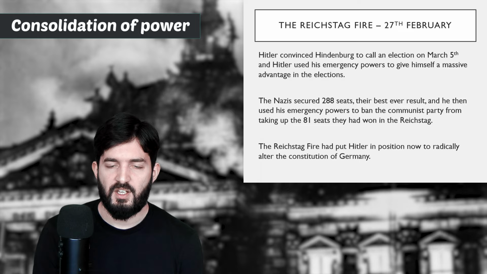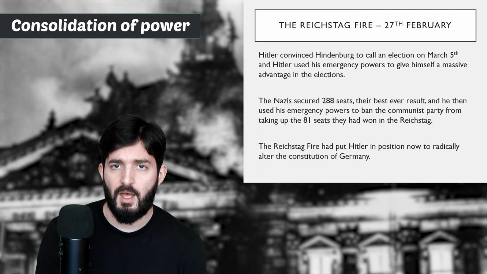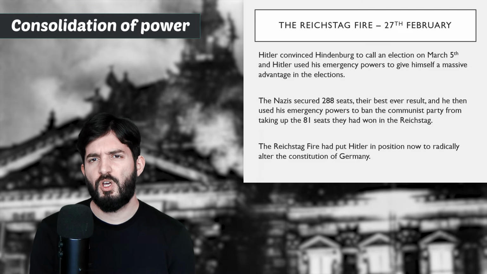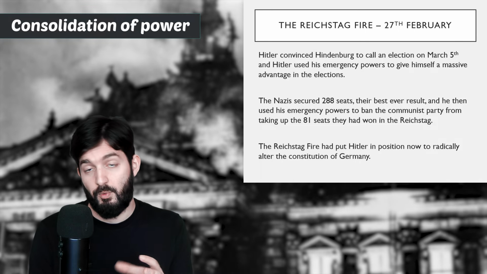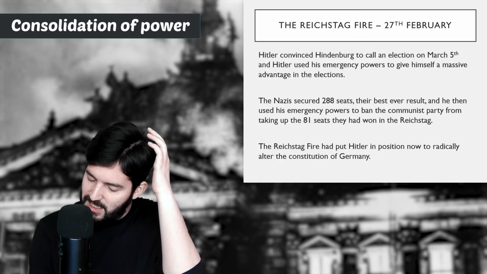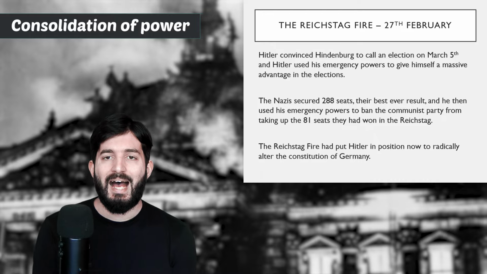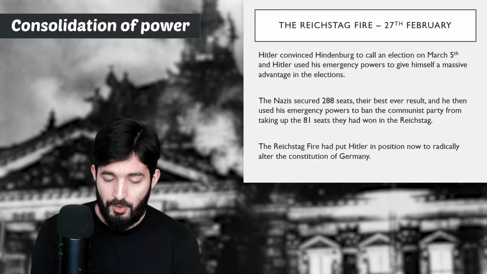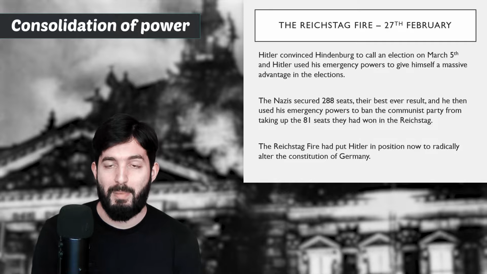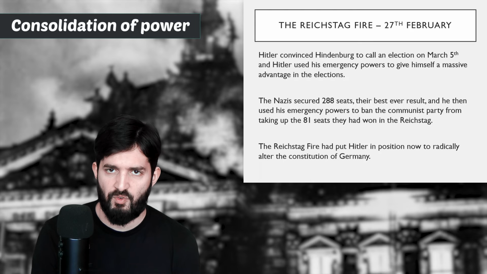this election. The Nazis then secure 288 seats in the Reichstag, just short of a majority, but it's their best result yet. You couldn't say it's a free and fair election, because it's not. Basically, they've used intimidation tactics and arresting their opponents to undermine them, but he gains significant support. As a consequence, again, of his emergency powers, Hitler is able to then ban the Communist Party from taking up the 81 seats they had won in the Reichstag.